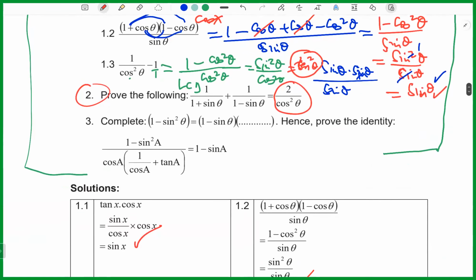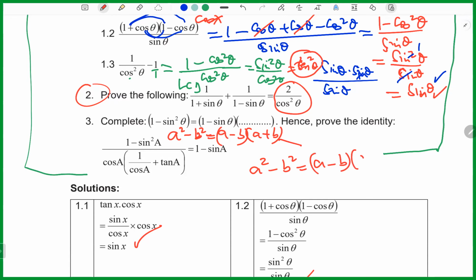Okay, here's a very simple one, number 3, where we need to just complete. You need to complete this is equal to this. So this is straightforward. You need to just remember that a squared minus b squared. What is a squared minus b squared? It is a minus b into a plus b. Okay, what do you call this identity here? Have you ever seen it before? No. A squared minus b squared is equal to a minus b into a plus b.